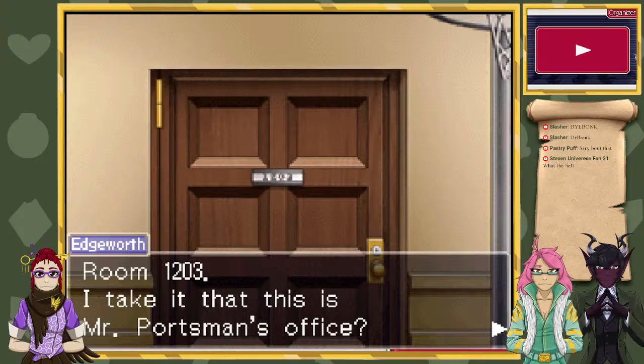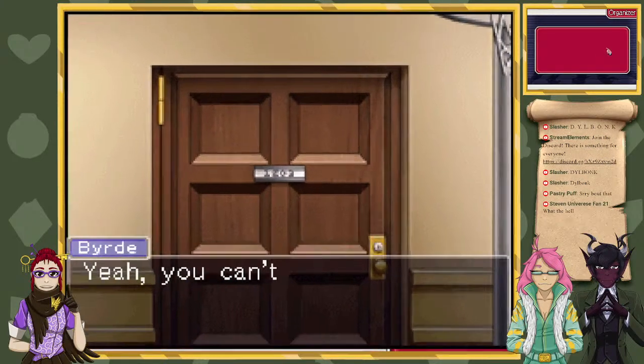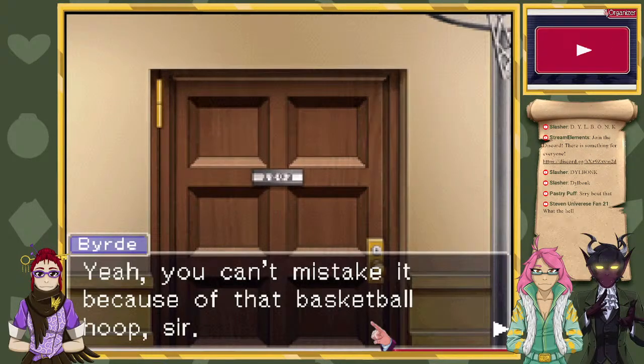Room 1203. I take it that this is Mr. Portsman's office. That does not look like a 3. Those pixels don't make anything resembling a 3, guys. I don't know what to tell you. They literally took the 2, but just added a couple pixels at the end, in the wrong spot. It's not right.